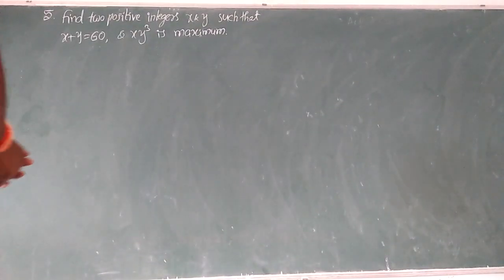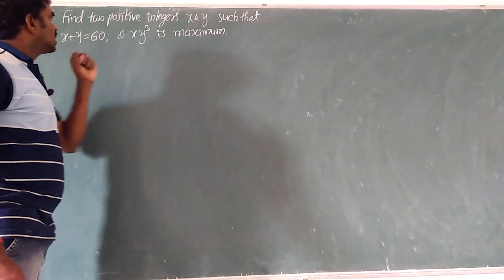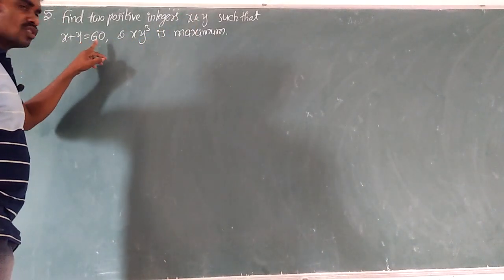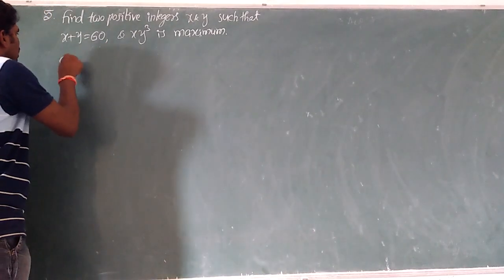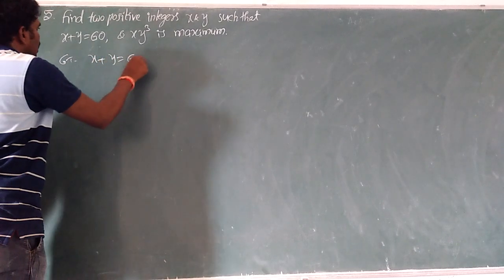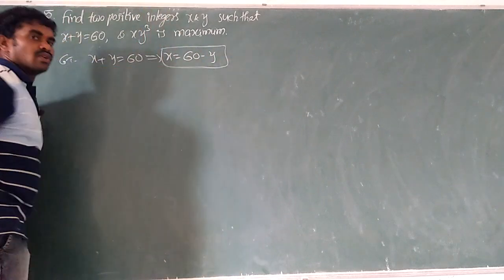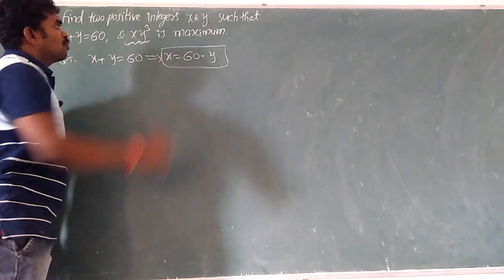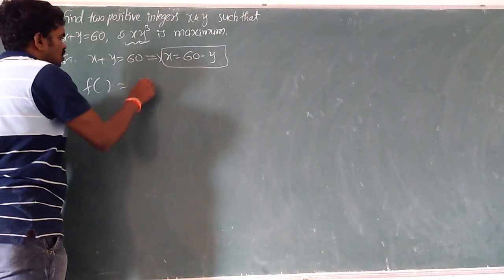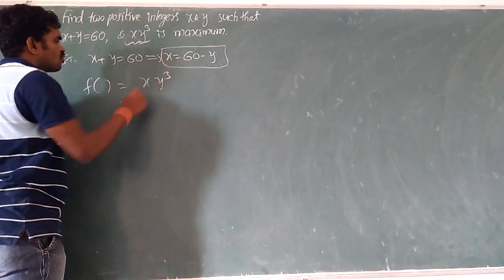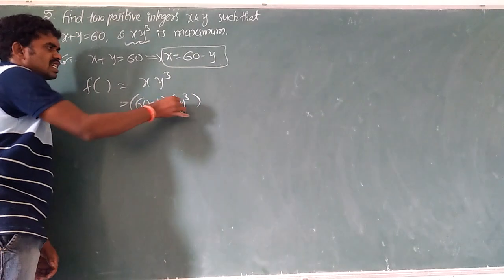Yes, this is also a simple, important question. Find two positive integers x and y such that x plus y is equal to 60 and x y cube is maximum. Okay, here x plus y is given as 60. That means x is equal to 60 minus y. So he is asking x y cube is maximum. So the function in terms of what, I will tell you. Here x means 60 minus y, and y cube means y cube. So here it is in terms of y.